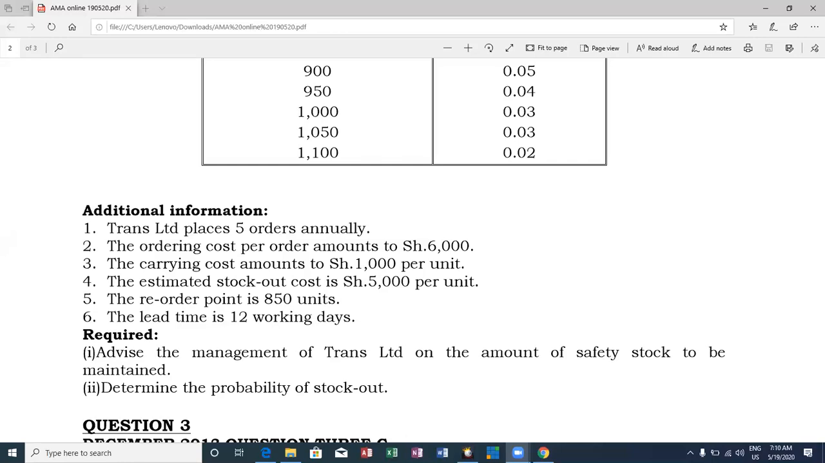Without making reference to any place up there where you wrote, could you kindly give us four assumptions of EOQ? Four assumptions of EOQ.